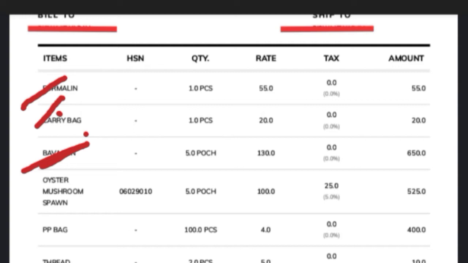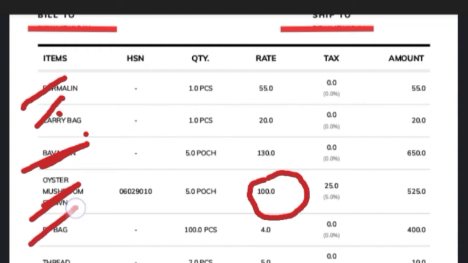And the next one is oyster mushroom spawn. I will show you how it looks. We ordered 5 kg of oyster mushroom spawn, and we got a very cheap rate. Generally the rate of spawn is very high, up to 200-300 rupees per kg, but we got it at up to 100 rupees per kg. So we have ordered 5 kgs.